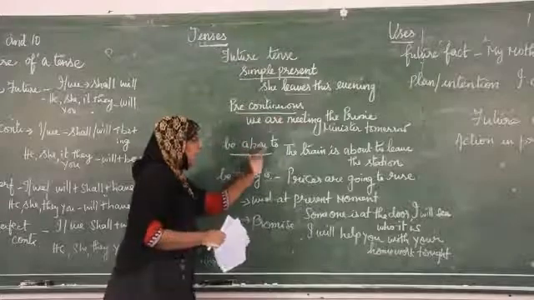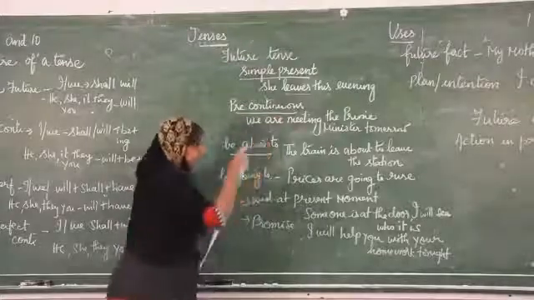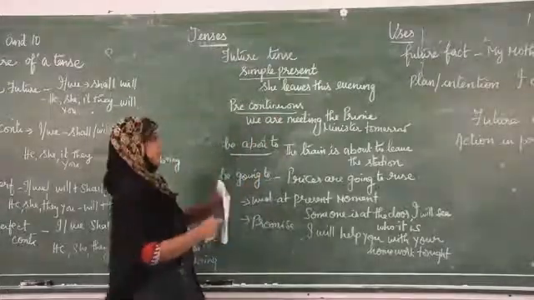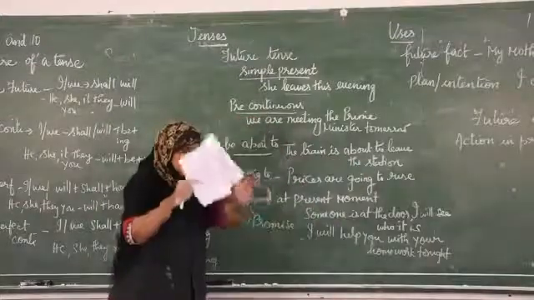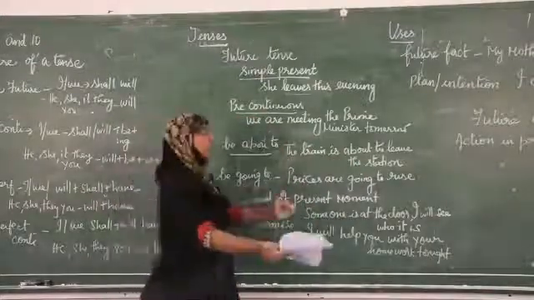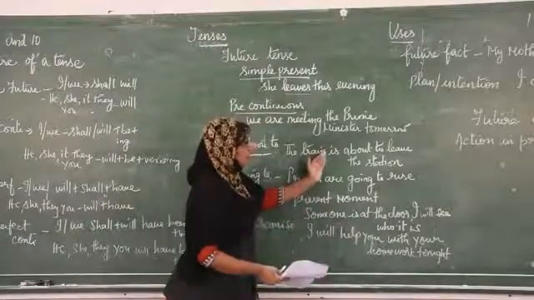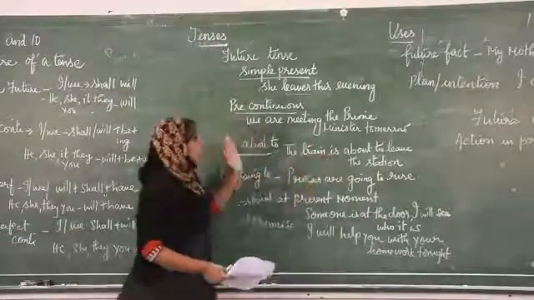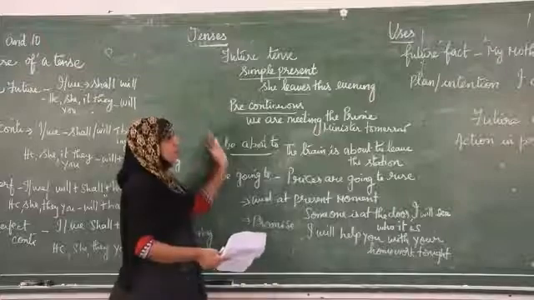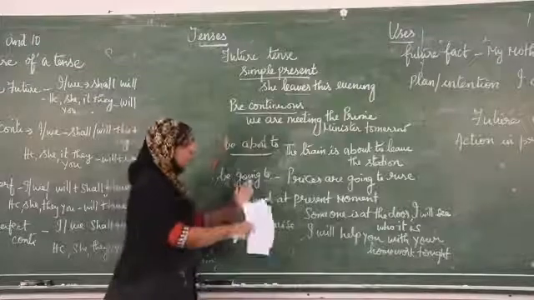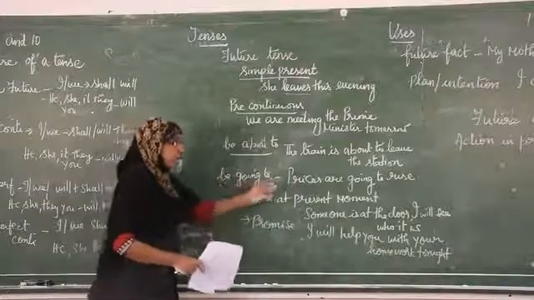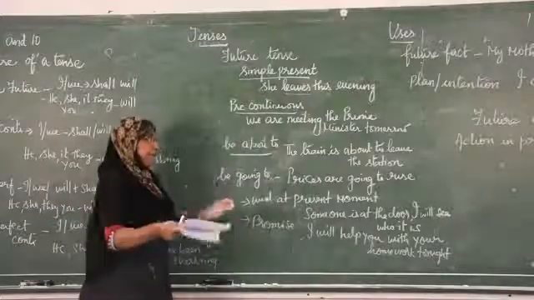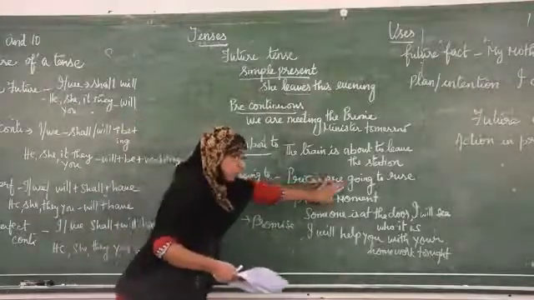So simple future tense can be expressed in simple present or present continuous. Be about to means what here? That thing is going to happen. The train is about to leave the station. That means it is not leaving now; it's about to leave. Though it is in present form, the action is going to take place sometime in future. Be going to: what is going to happen? Prices are going to rise.